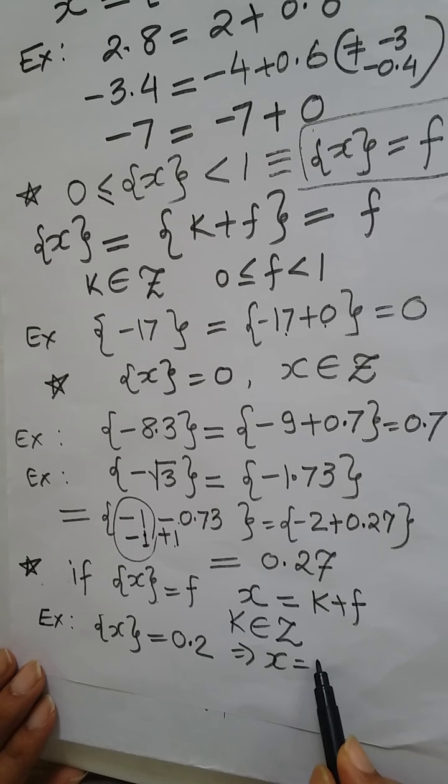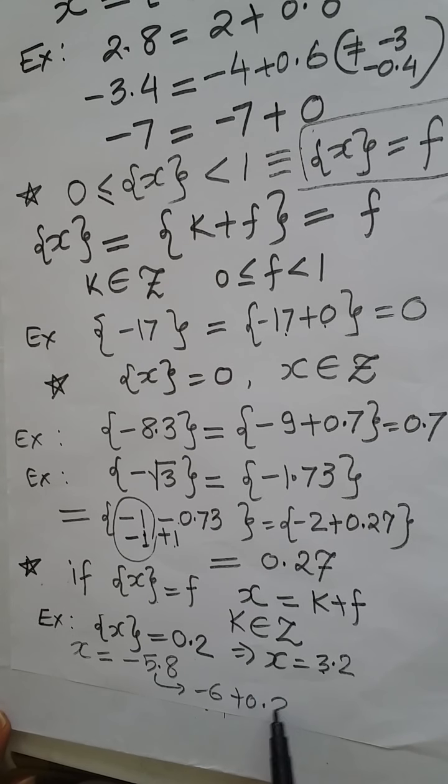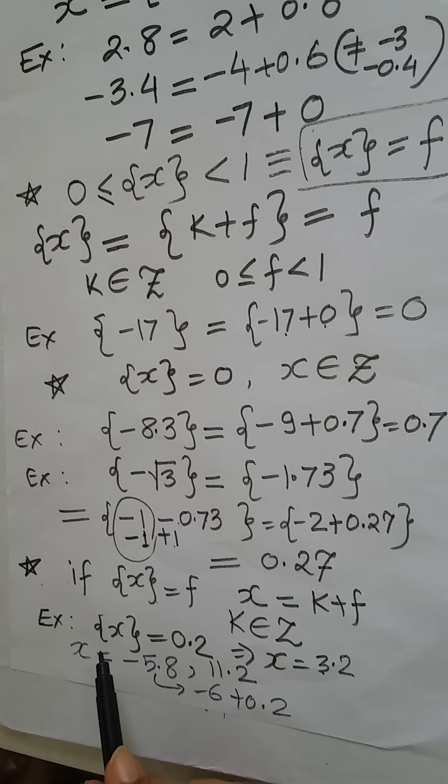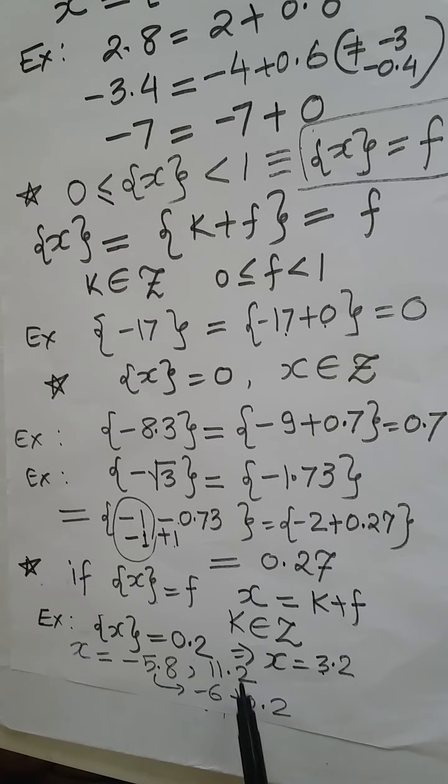Yes, it has many values, because if I ask you the fractional part of 3.2, it will give 0.2 only. Similarly, if I ask you the fractional part of minus 5.8, which you can write as minus 6 plus 0.2, again it will give you 0.2. There are many examples, like 11.2, again the fractional x value would be 0.2 only. So if fractional x is fixed, x can be infinitely many values, because k can be any integer.